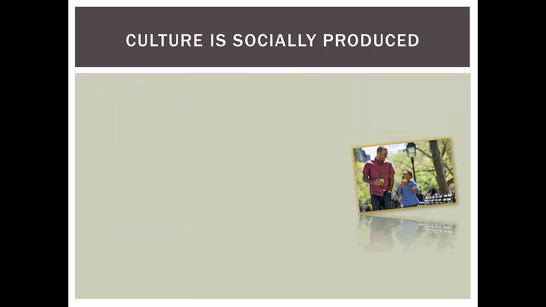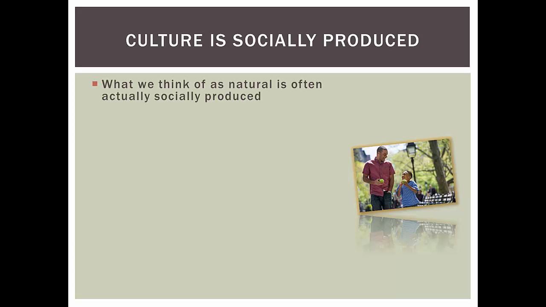So sociologists argue that culture is socially produced, and they also point out that often we think of something as natural, such as the male and female differences and the different values we attach to those differences. However, these things are socially produced. They're constructed by individuals in society. We have to agree on the values that we attach to these things.